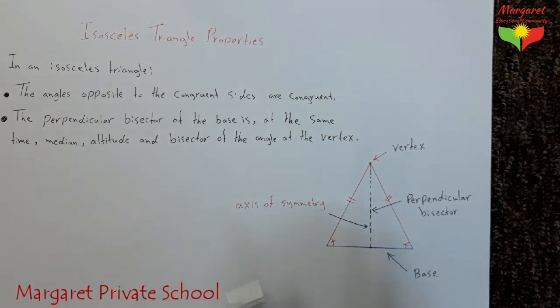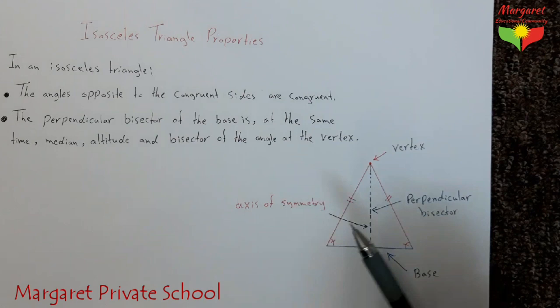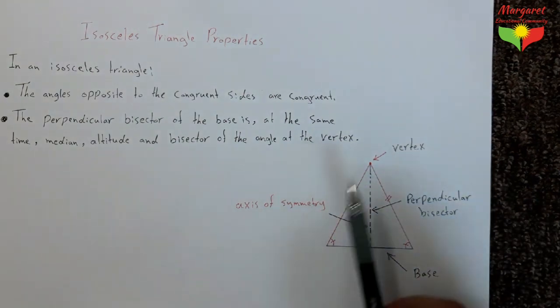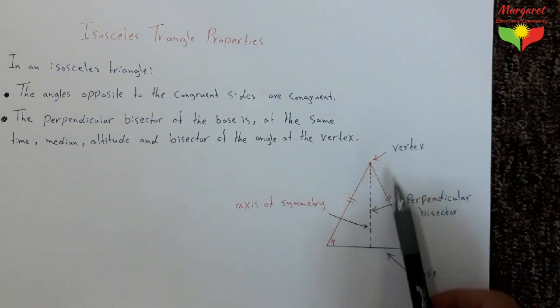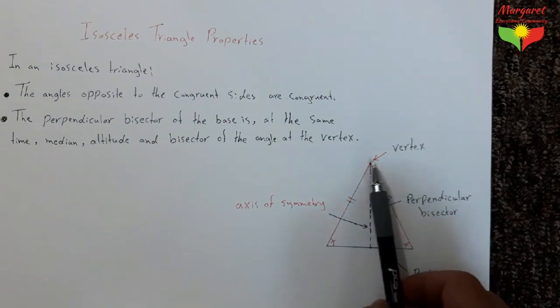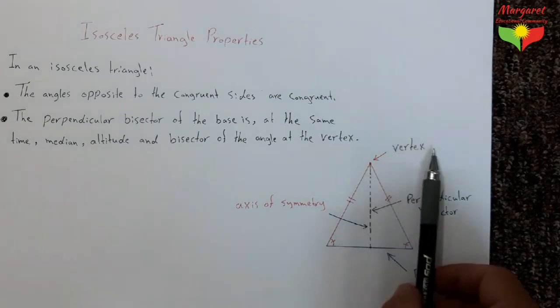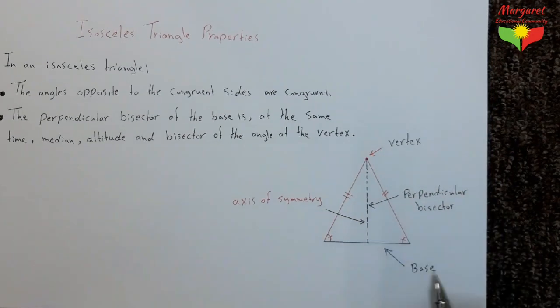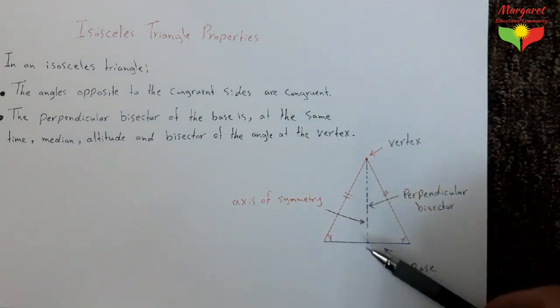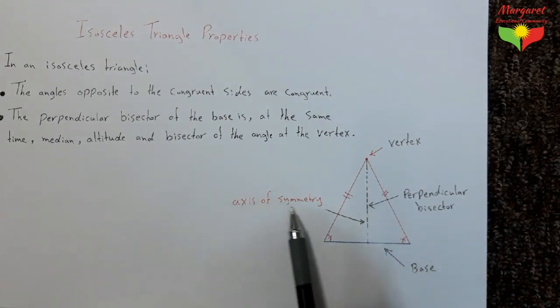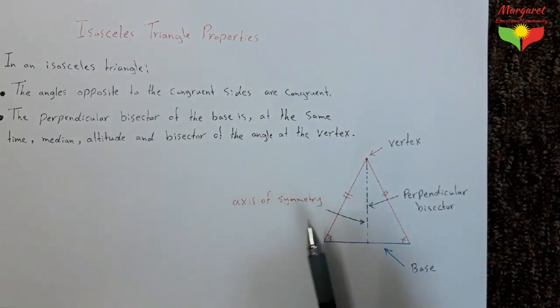We say that an isosceles triangle is a triangle that has two congruent sides, and the point of intersection of the two congruent sides is called the vertex, and the side opposite the vertex is called the base, and the segment joining the vertex to the midpoint of the base is called the axis of symmetry.